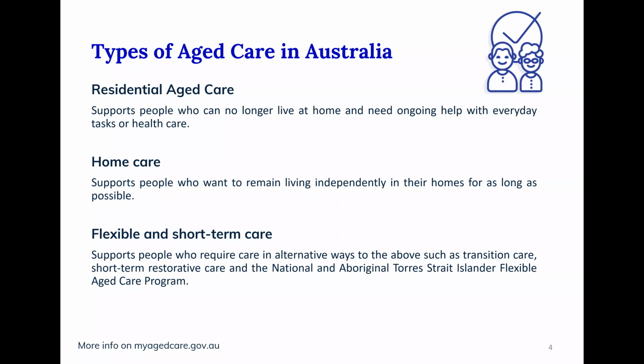But this is for those people who require care in alternative ways to the above, such as transition care, which is like short-term care after a hospital stay, usually up to 12 weeks, and also short-term restorative care, and of course the National Aboriginal and Torres Strait Islander Flexible Aged Care Program, which is mainly funded in rural and remote areas, designed to provide culturally appropriate residential and aged care services that are close to these types of communities. But now let's just jump into residential aged care.